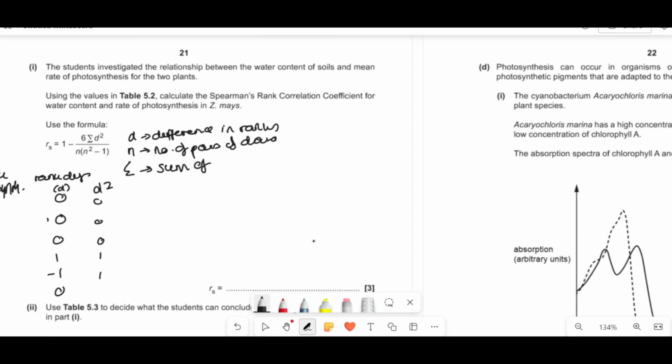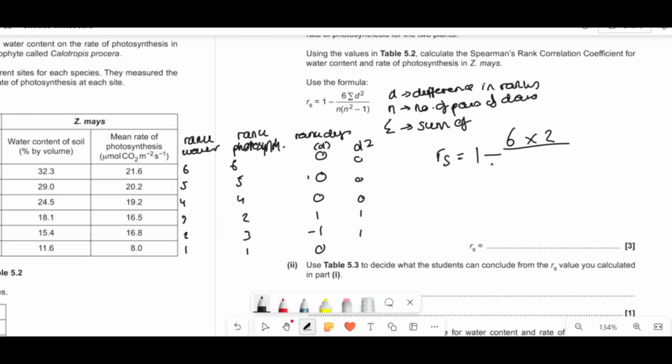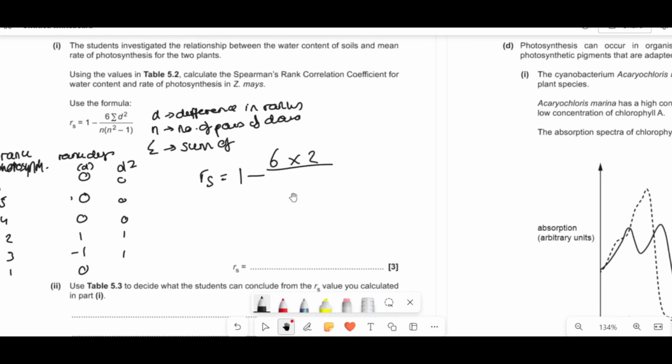So then plugging into the formula, RS equals 1 minus 6 times the sum of d squared, remember, which is just 2. So it's going to be 6 times 2 all over the number of pairs n squared minus 1. So can you see how we have 1, 2, 3, 4, 5, 6? We have 6 of them. So there's going to be 6, open bracket, 6 squared minus 1. If you do that, you end up getting 0.943.